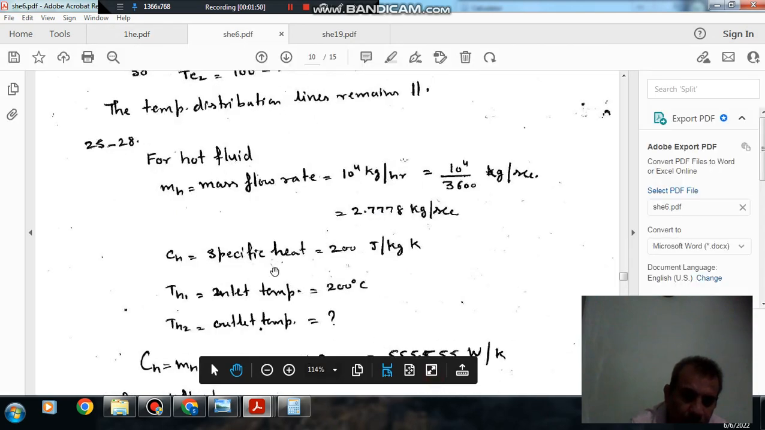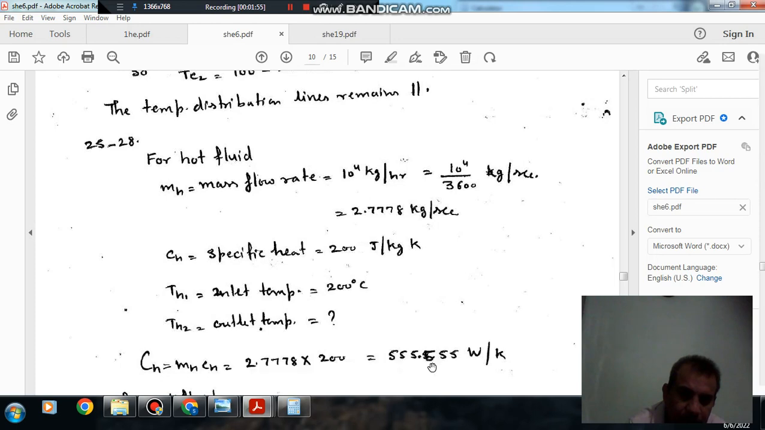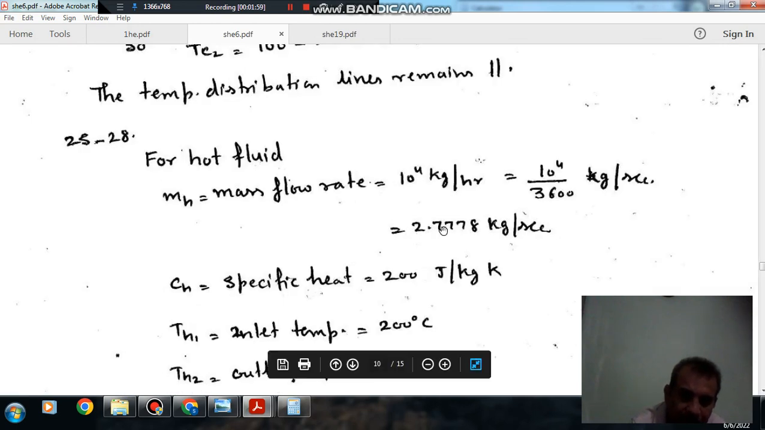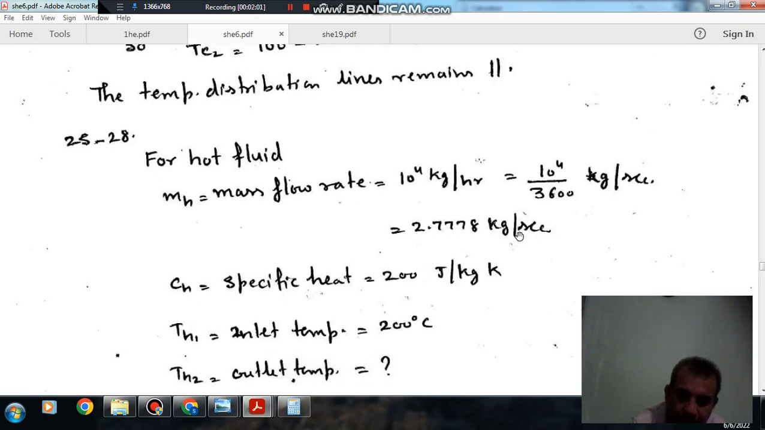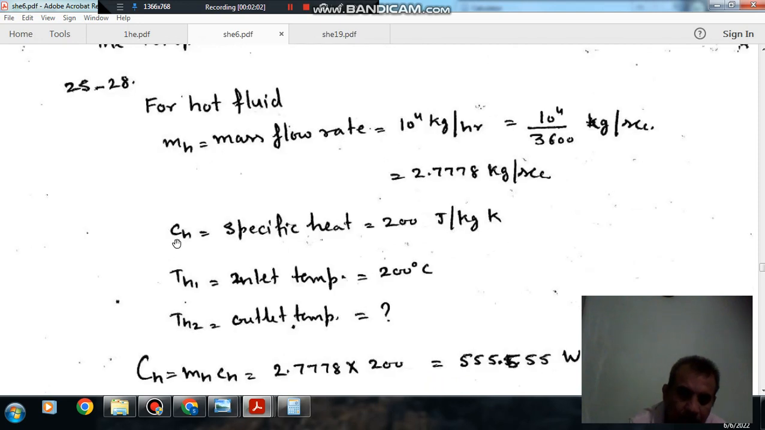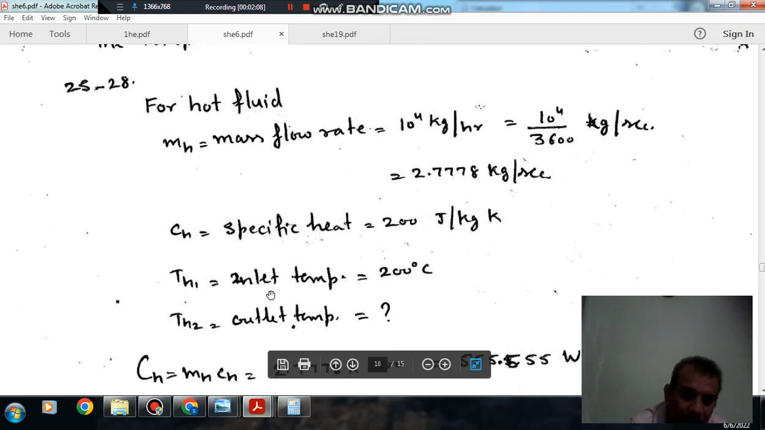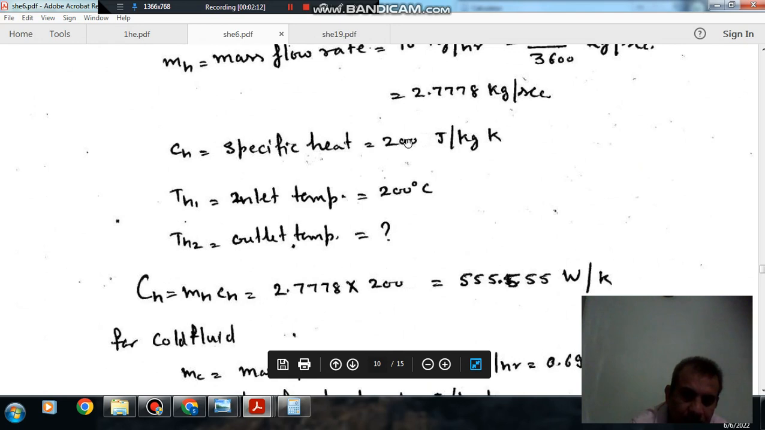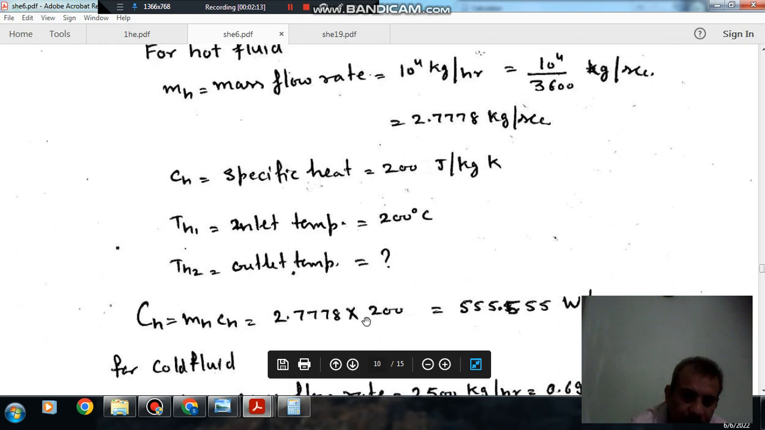For the hot fluid, the mass flow rate is given as 10 to the power 4 kilogram per hour, and in kilogram per second it is 2.778 kilogram per second. The specific heat of the hot fluid is given as 200 joule per kilogram per degree Kelvin. Inlet temperature is 200 degrees Celsius. CH is MH times CH, so CH is 555.55 watt per degree Kelvin.